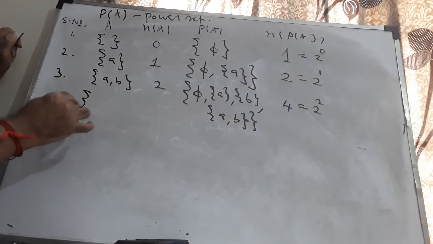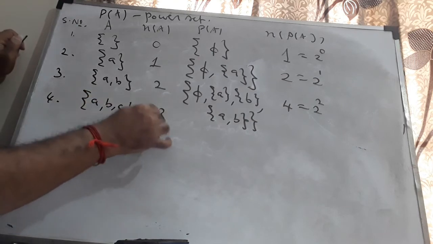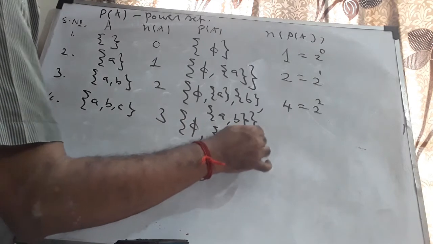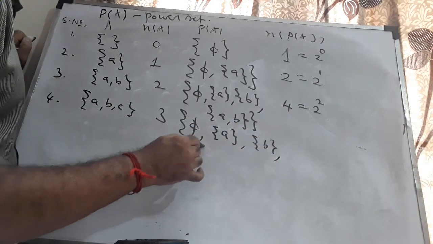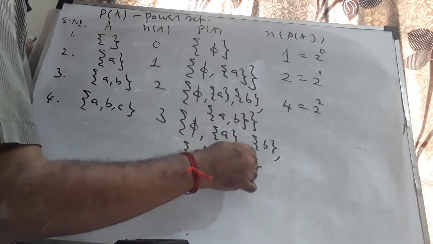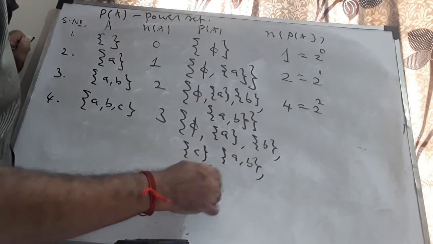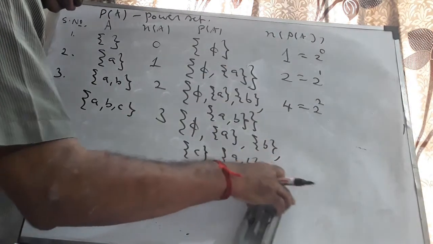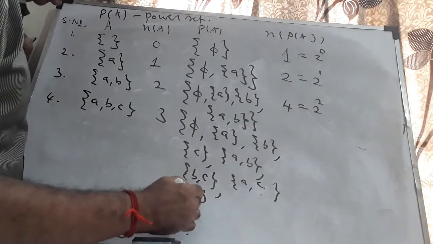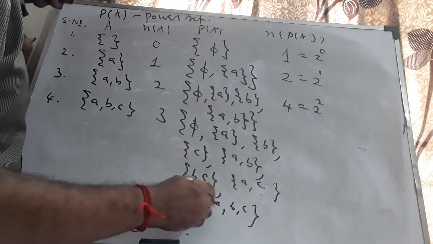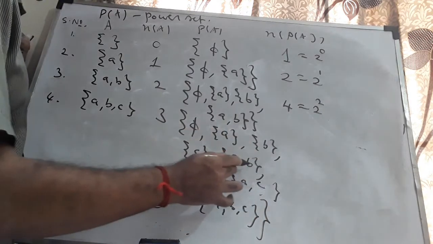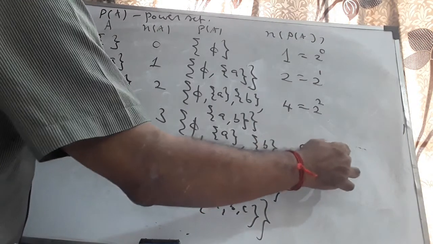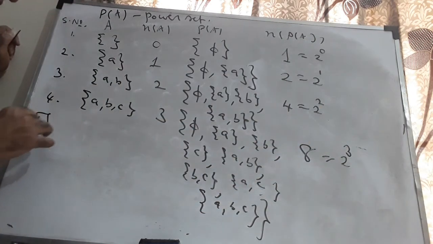And of course, you have {a, b, c}. There are three elements. What are the subsets here? Empty set, set containing a, set containing b, set containing c, set containing a and b, set containing b and c, set containing a and c, and finally the set containing all three elements a, b, c. 1, 2, 3, 4, 5, 6, 7, 8. There are 8 elements. Therefore, you can have a generalization.